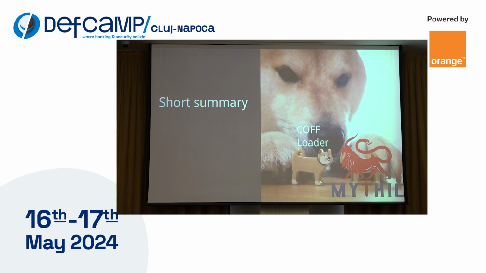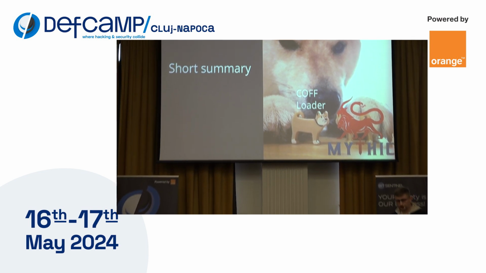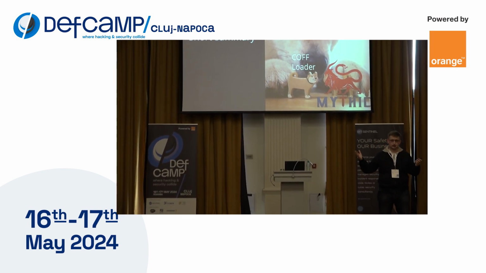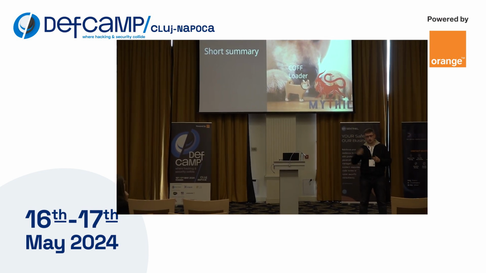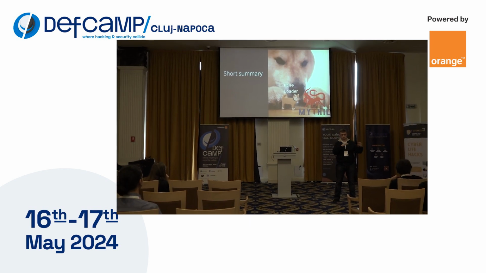So this is a short summary of the presentation. Let's take Mythic C2. Let's take a COFF loader that combines them together. On top of that, let's put some beacon object files that are online. Let's create something that we need, and we receive our own agent which will not be detected.